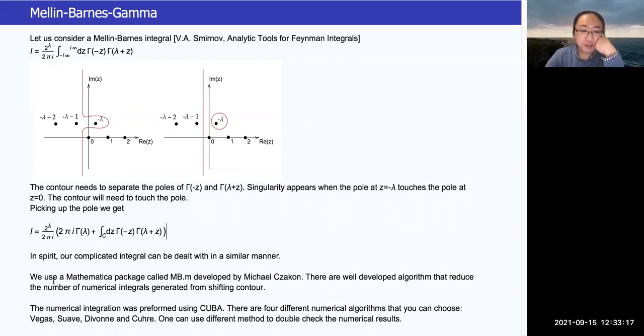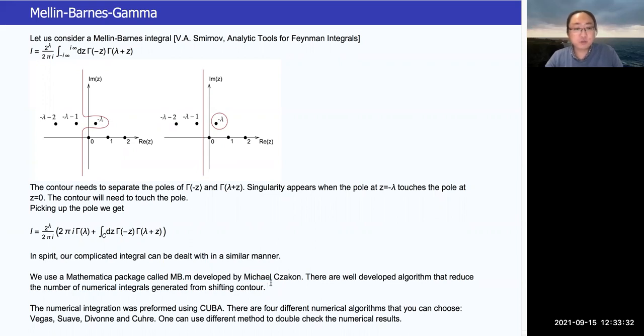There is a mathematical package MB.m developed by Michael Czakon. There are algorithms developed that reduce the number of numerical integrals generated from shifting contours.